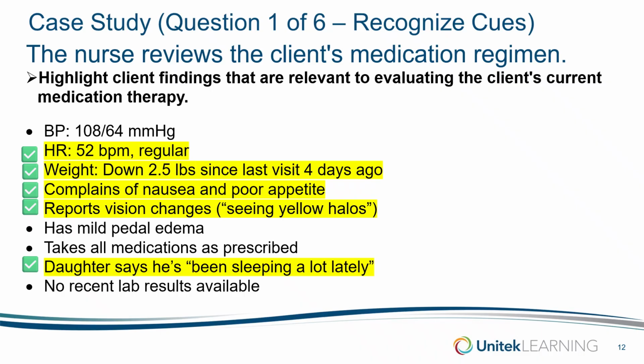So in answering this question and highlighting client findings that are relevant to evaluating the client's current medication therapy, we would say and highlight the heart rate of 52 beats per minute, the weight loss, the nausea and poor appetite, the visual changes, and the client reporting being sleepy.